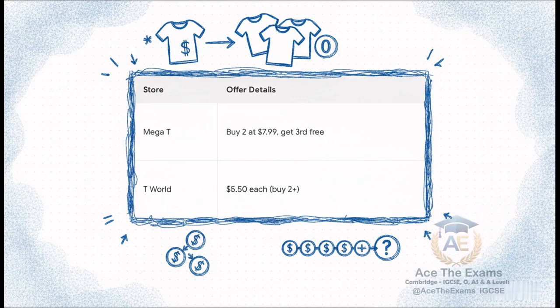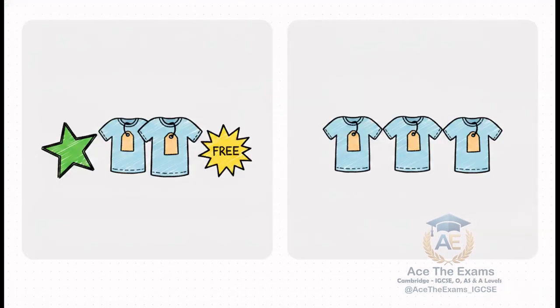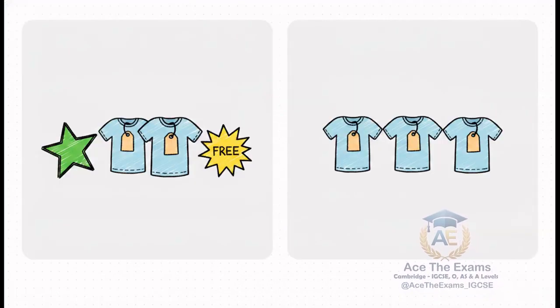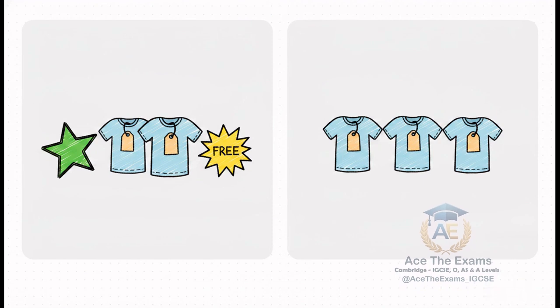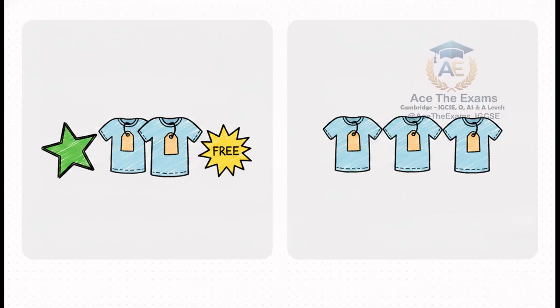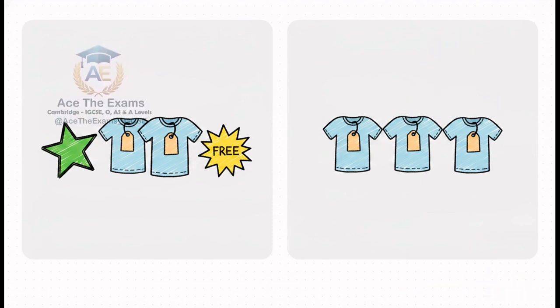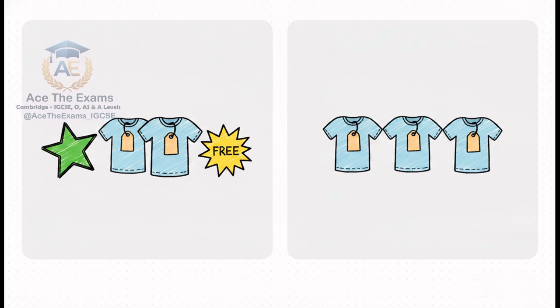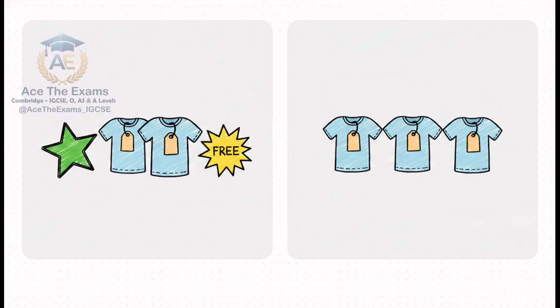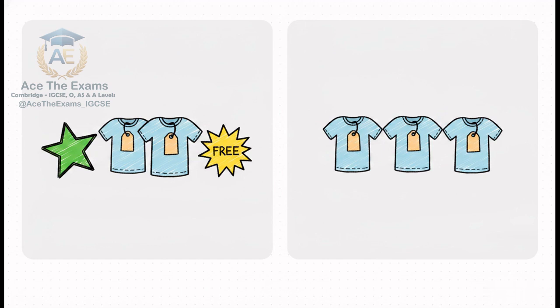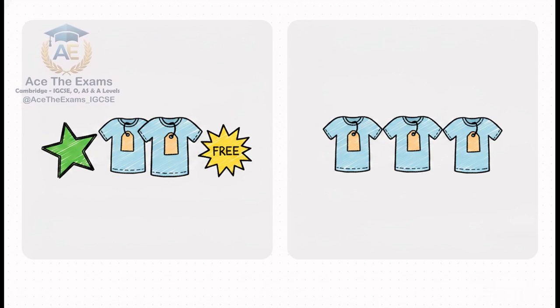All right, let's run the numbers on these shirts. Let's say you want exactly 3 t-shirts. At Megatee, you're paying for 2 shirts to get that third one free. So 2 times $7.99 equals $15.98. Easy. At T-World, you're buying 3 shirts at the discounted rate of $5.50 each. 3 times $5.50 is $16.50. In this specific scenario, Megatee's buy 2, get 1 free offer is the clear winner, saving you a few cents.